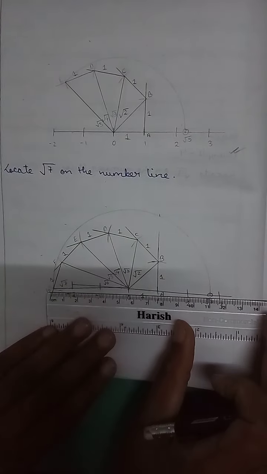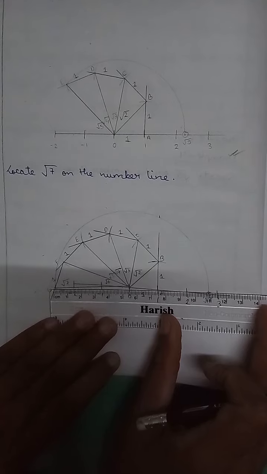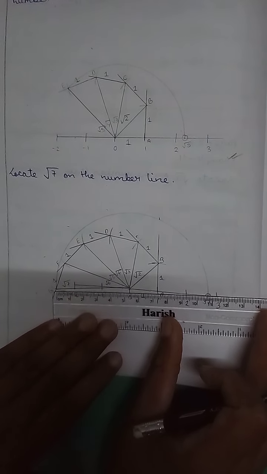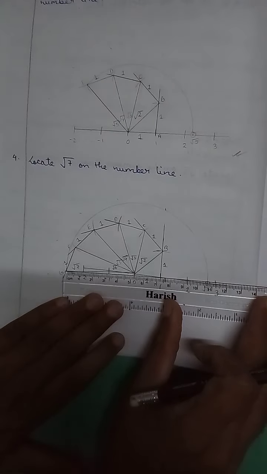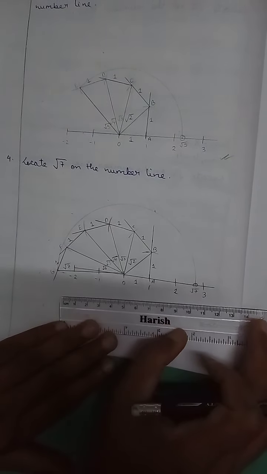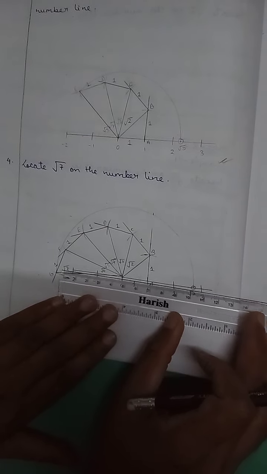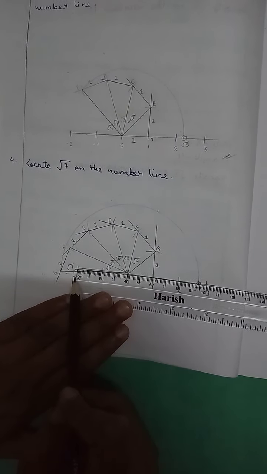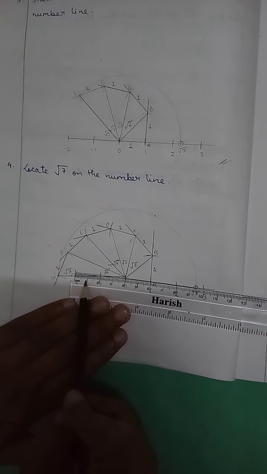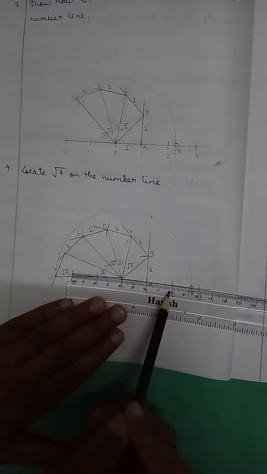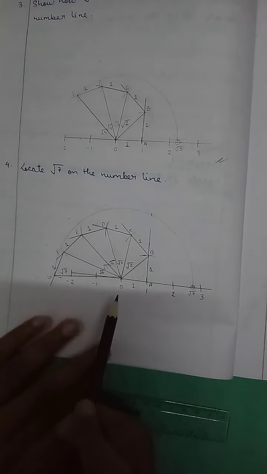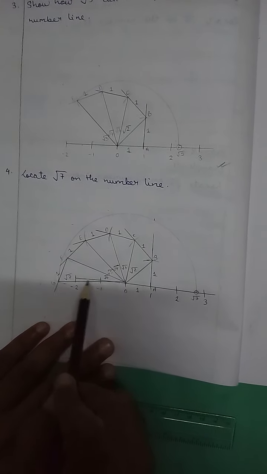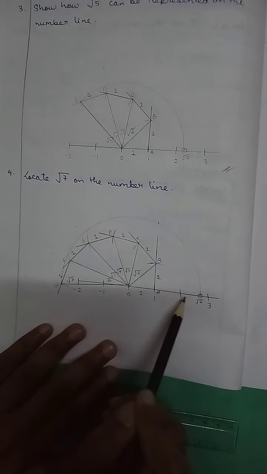Today I will explain about root 7 on the number line. To make root 7 on the number line, first you draw one line. As I told you, from 0 you can draw one line. After drawing from 0, you mark 2 centimeter gap, as I told you before also, because 1 centimeter gap is too small. That's why 0, 2, 4, 6, 8, 10, like that you mark it. Then here you mark 0, here -1, -2, this side 1, 2, 3.